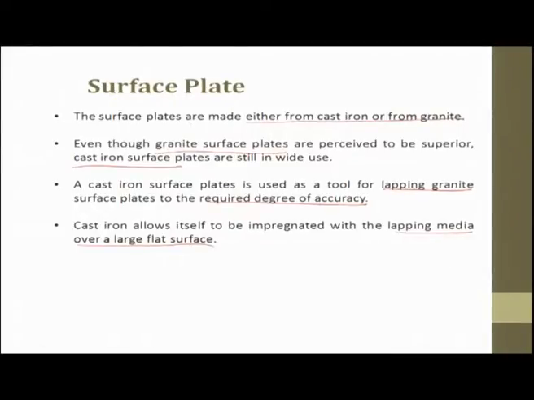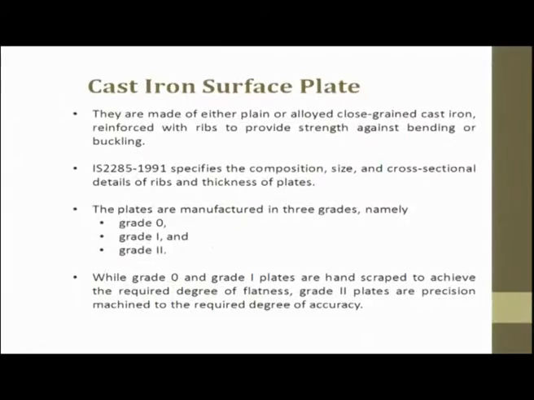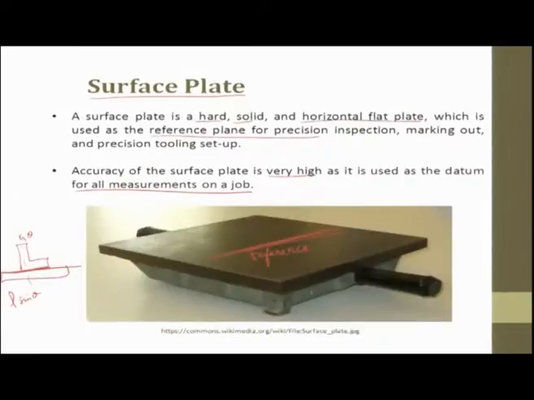So, we always use these surface plates as a reference plane for measurements. When we talk about cast iron surface plates, they are made of either plain or alloyed close grained cast iron reinforced with ribs to provide strength. So, where are the ribs? If you look at the bottom side of this very heavy plate, this is cast iron, and on the bottom side you will see ribs.